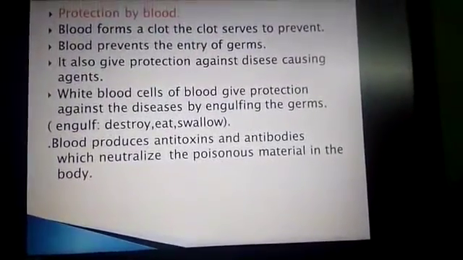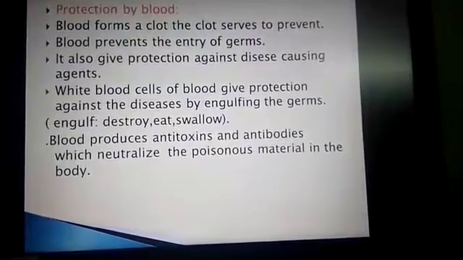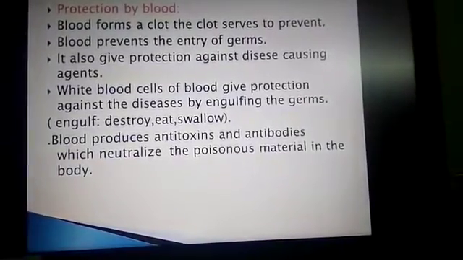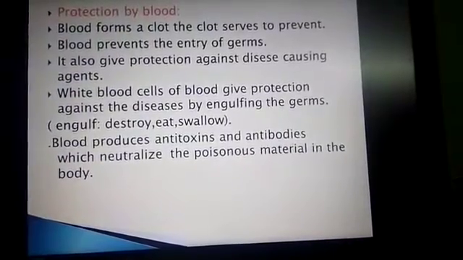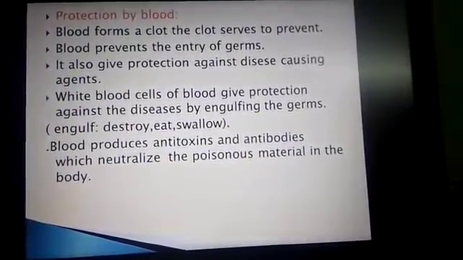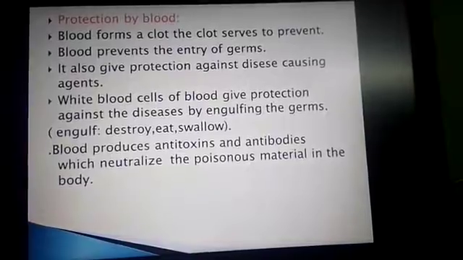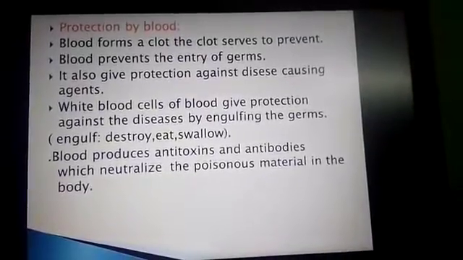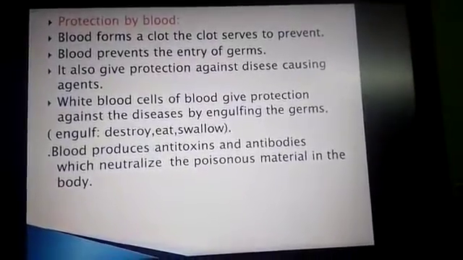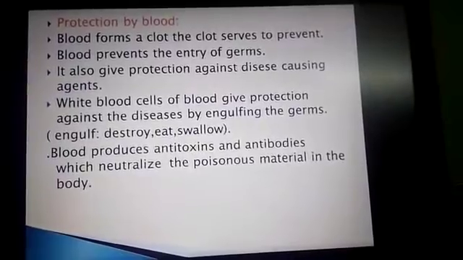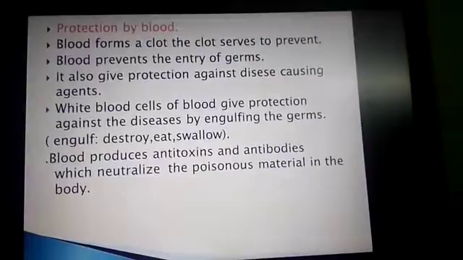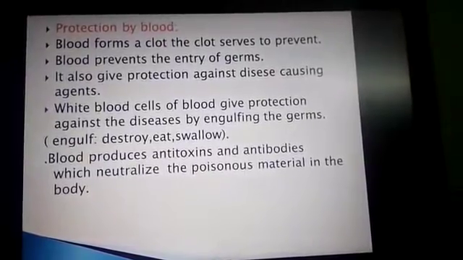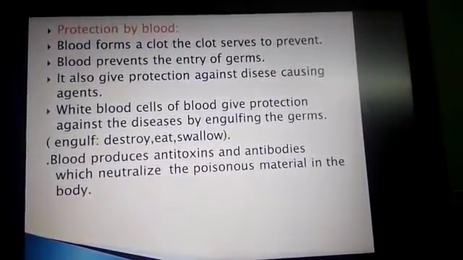Protection. How does blood protect the body? Blood forms a clot, and the clot serves to prevent the loss of blood from the body. Blood releases fibrinogen, a protein, which forms a thread, and that will stop the loss of blood from the body.